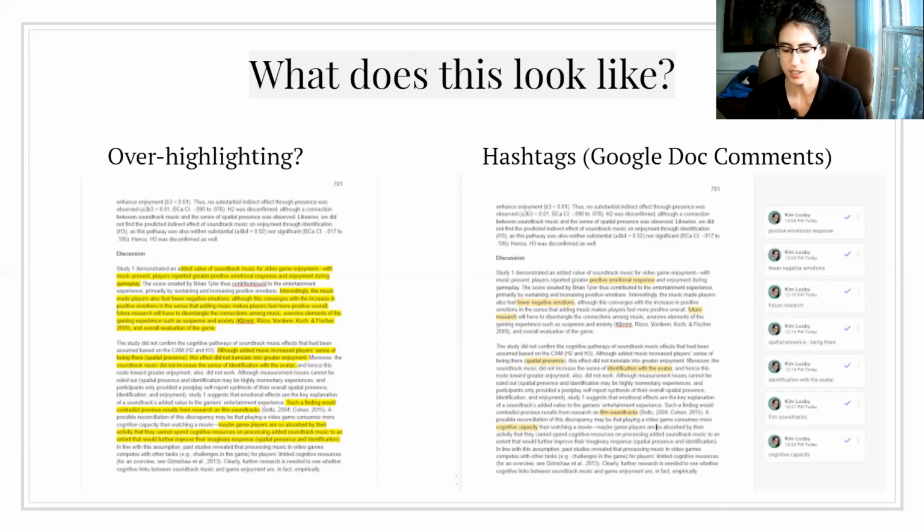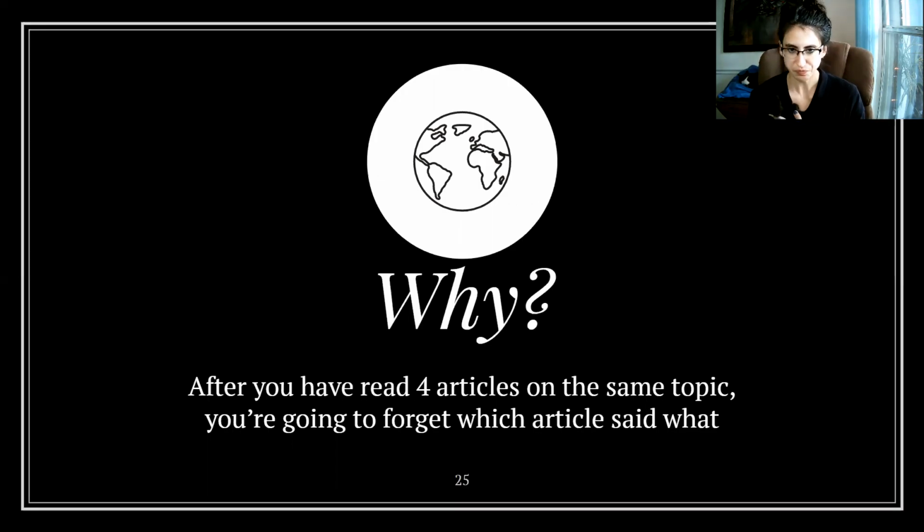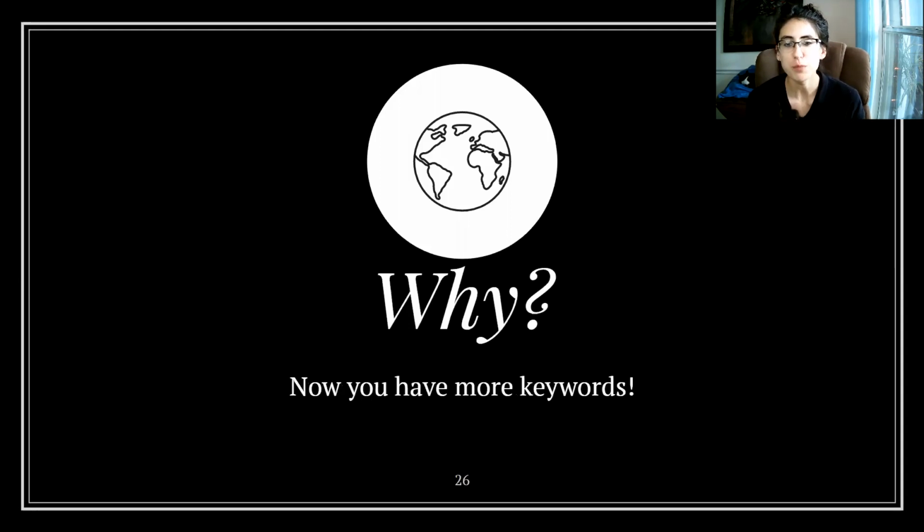And from this list, what you're also doing is helping you remember. After you've read 4 articles on the same topic, you're gonna forget what article said what. So that's why having those opinionated hashtags, what you thought of that article, like this is a really good one, I'm gonna use this, or this one, I have no idea what they were talking about, forget this one, will help you remember. And then also it's gonna give you more keywords.